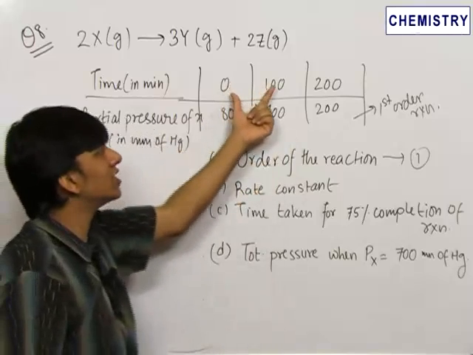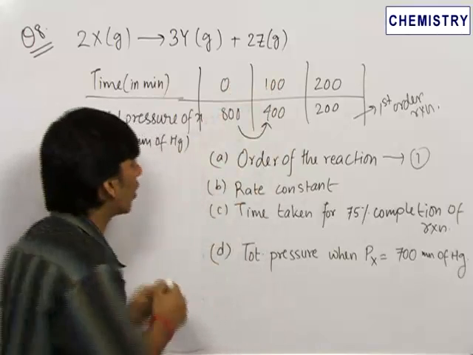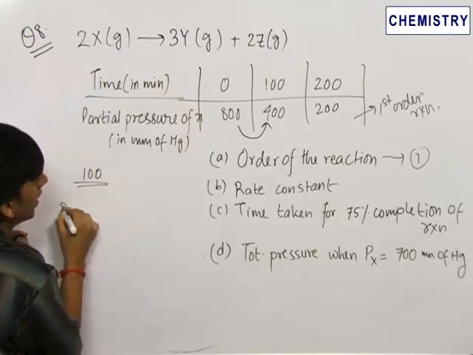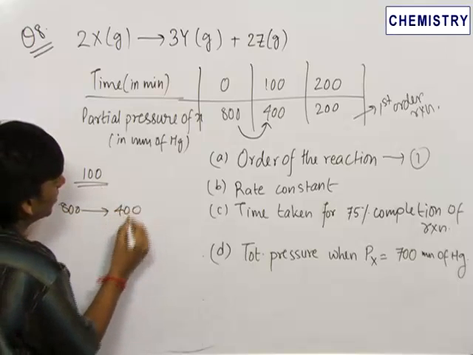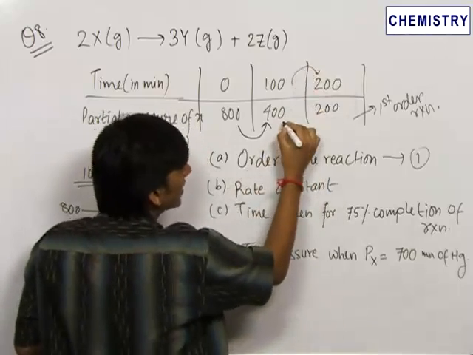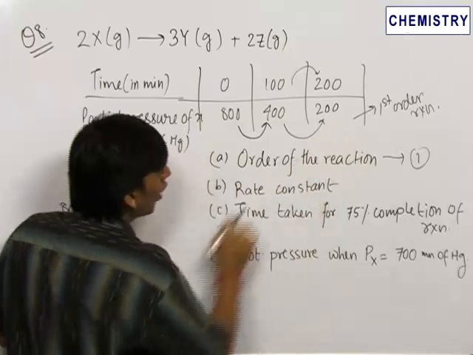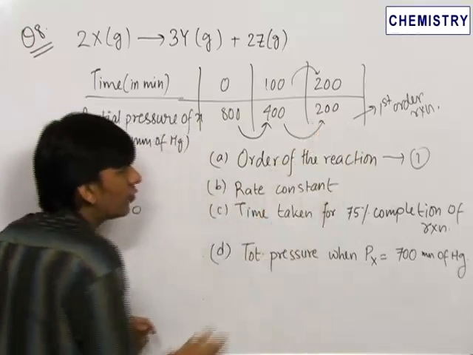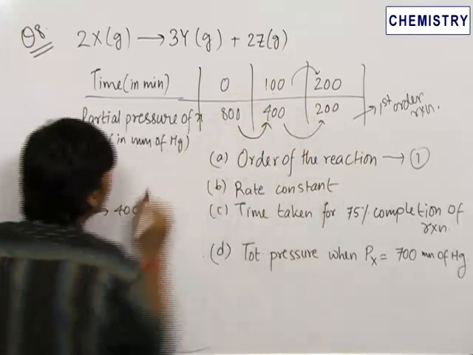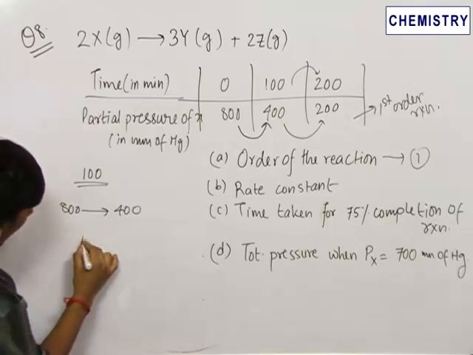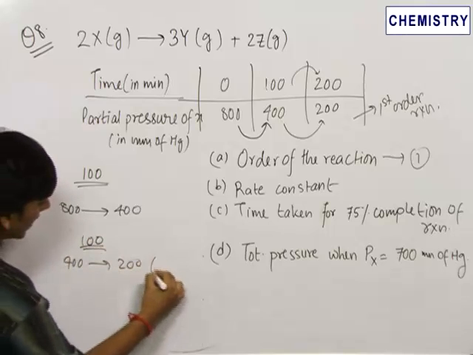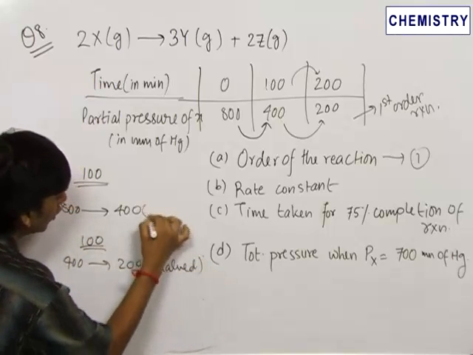Now, therefore 100 minutes is the T half supposedly, because in T half, that is 100 minutes, the concentration is reducing from 800 to 400. Now again we see that in another 100 minutes, the concentration is again becoming half, or rather the pressure. It is all the same in terms of moles and pressure, because moles is directly proportional to the pressure. Therefore, in 100 minutes, the pressure reduces from 800 to 400, and in another 100 minutes, the pressure reduces from 400 to 200. That is again halved. Here also it is halved.